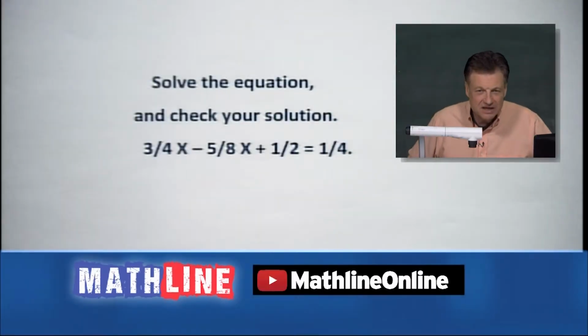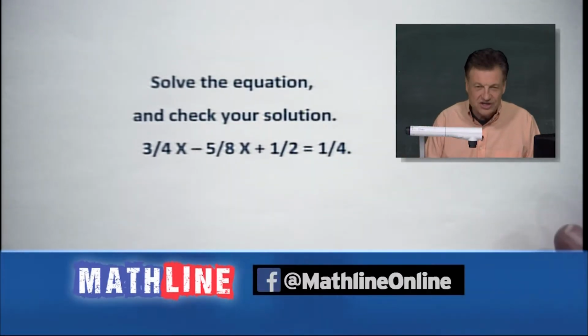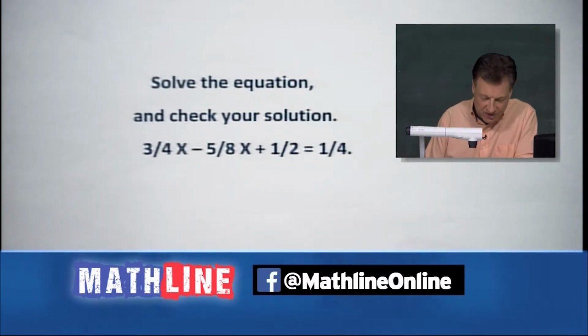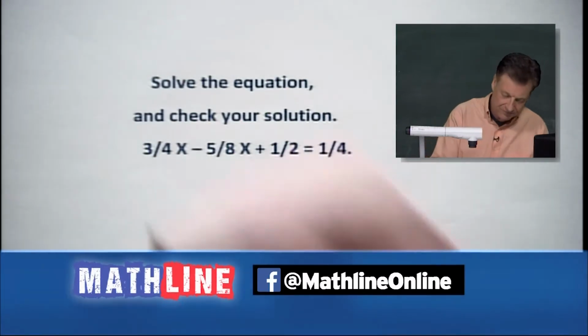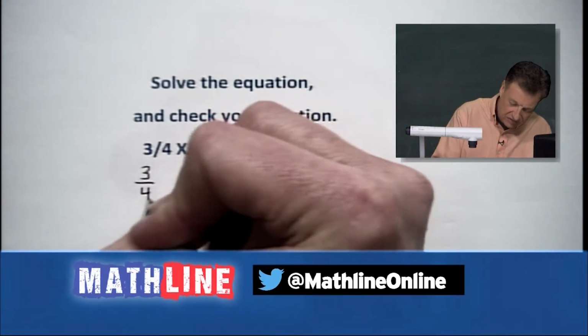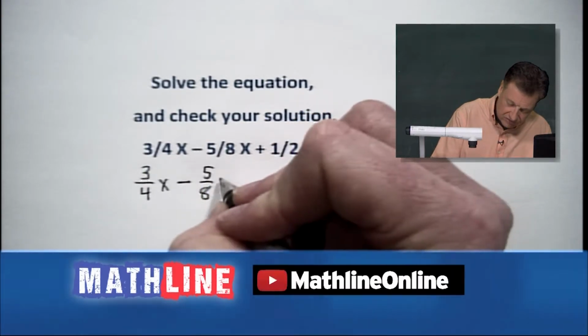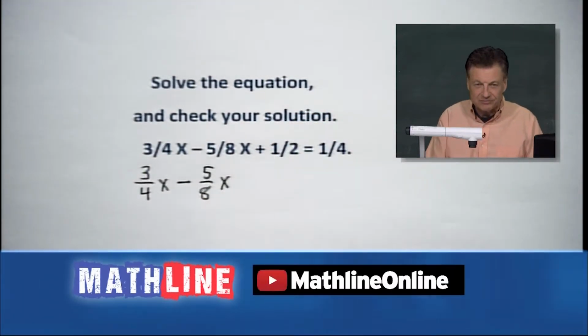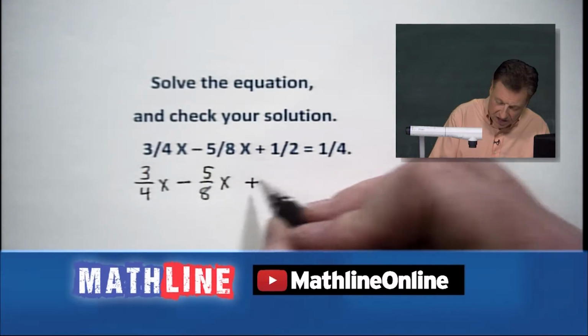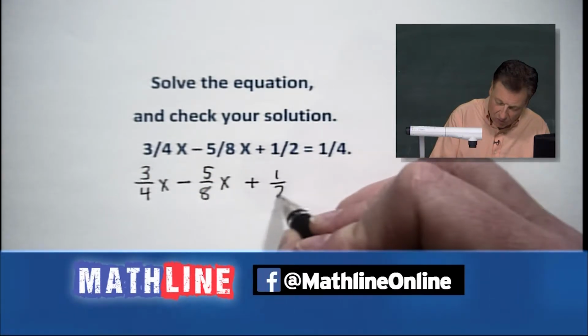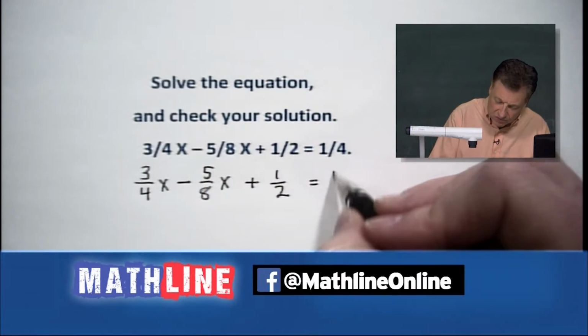Solve the equation, check your solution. This time, oh my goodness, I brought 3/4 x. Go ahead and copy this one down. 3/4 of x. We're going to subtract 5/8 x. Notice they have x's. Oh, and then you said, Ernie, you got a little messy with us, didn't you? We have a 1/2, and that equals 1/4.